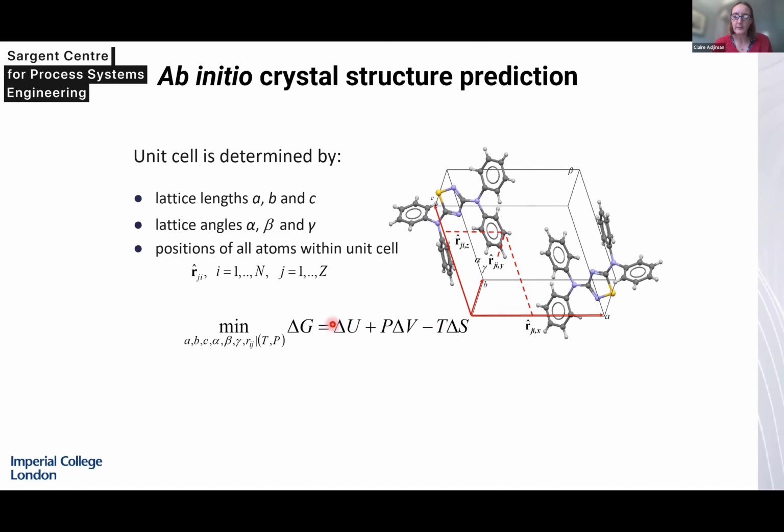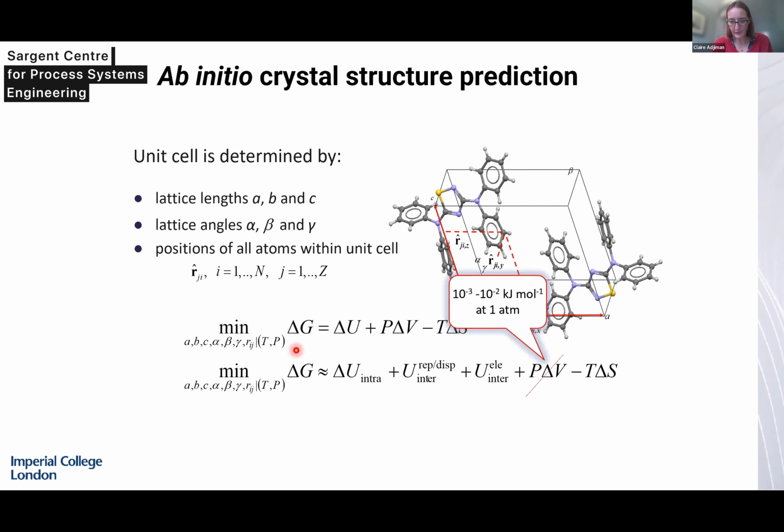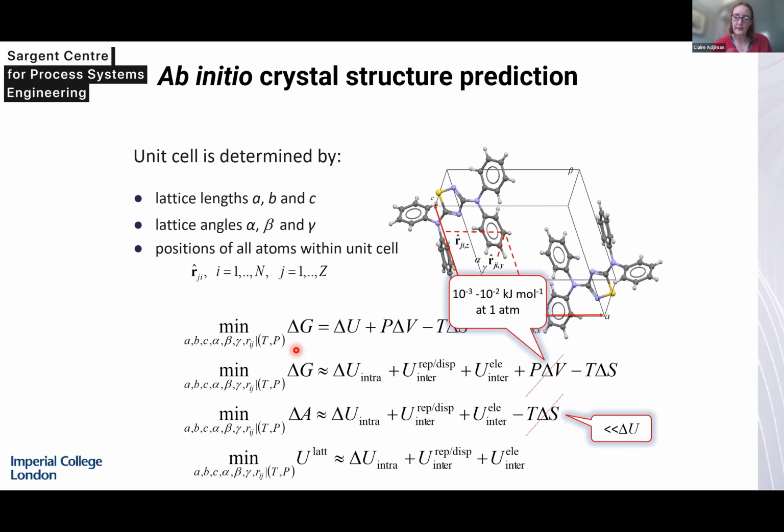And in order to make the problem tractable, we're going to make some simplifications because it's very difficult to compute the Gibbs free energy. So I'm just going to go through this quite quickly. We're going to neglect essentially volume effects. We're going to neglect temperature and entropic effects here because they tend to be quite small. And we're going to assume we're in fact working at 0 Kelvin. And we're going to focus on the lattice energy rather than the minimization of the Gibbs free energy.